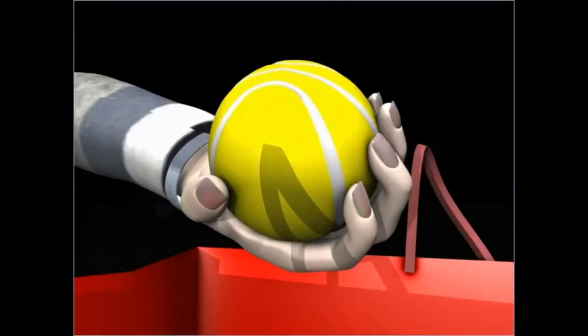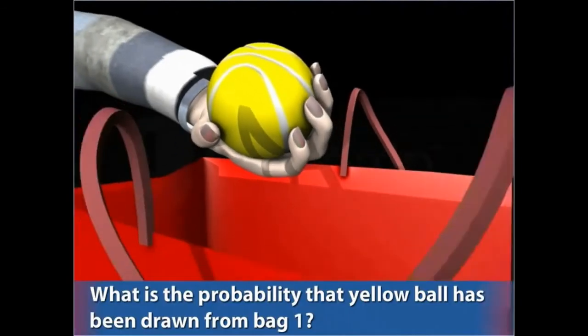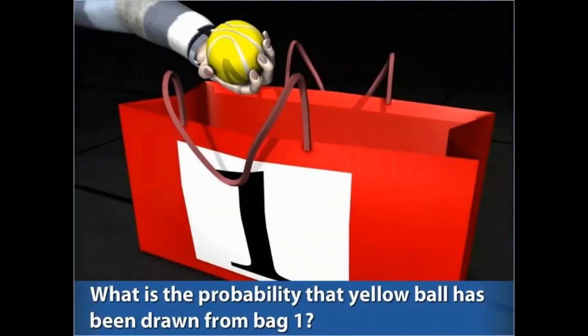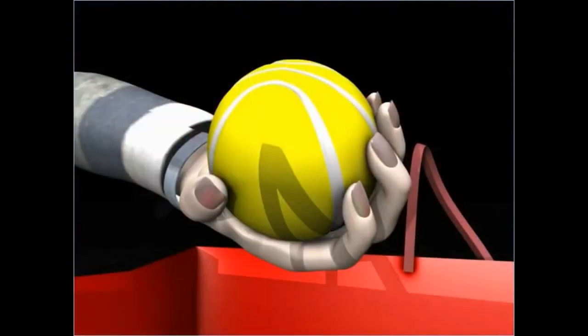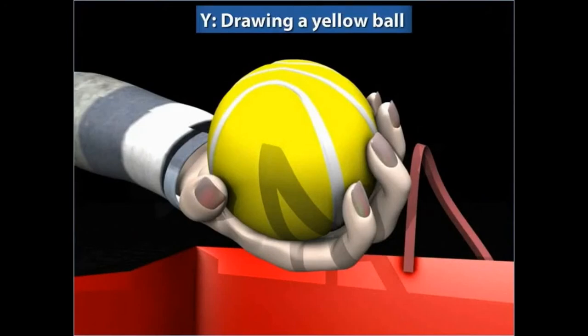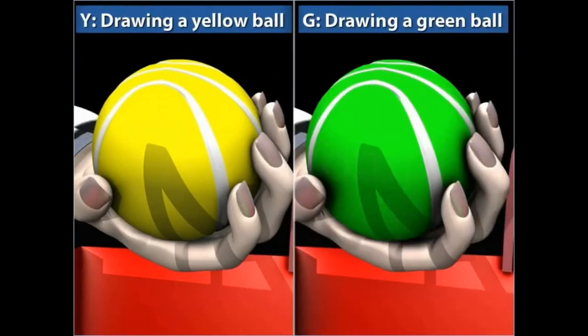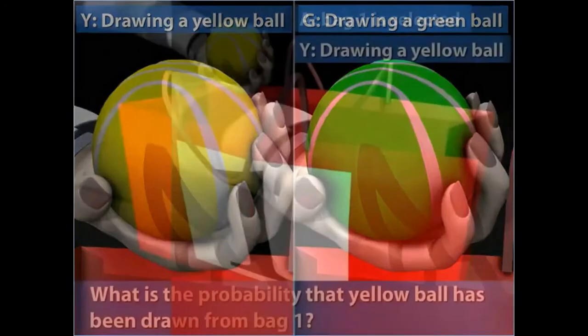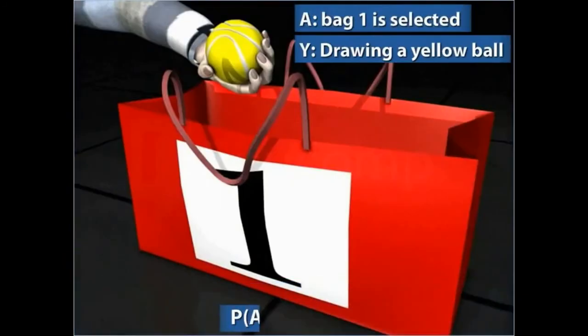Now, if we are given that a yellow ball has been drawn, what is the probability that it has been drawn from bag 1? Here, we need to think further. Let us name the event of drawing a yellow ball Y and that of drawing a green ball G. We need to find the conditional probability of A when Y has already occurred.